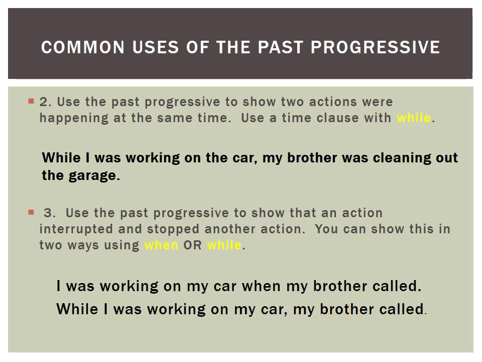And finally, a third use of the past progressive is to show that an action interrupted or stopped another action. You can show this in two ways, using either when or while. I was working on my car when my brother called. So the progressive action was the working, and that stopped when my brother called and I had to answer the telephone.